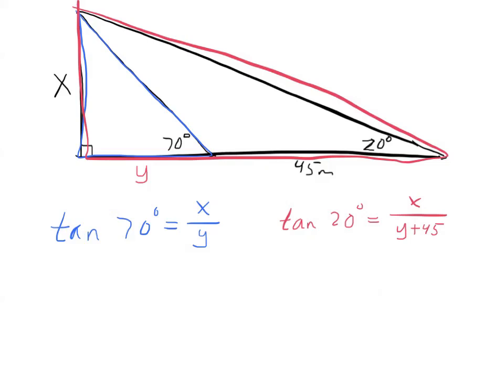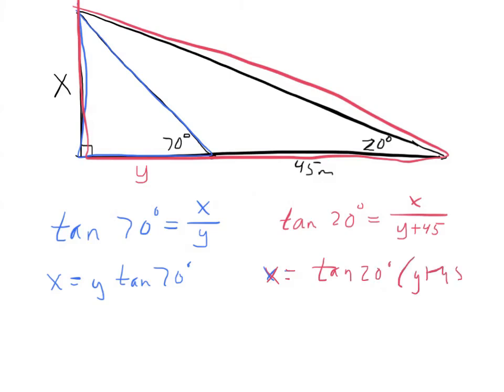Both of them have multiple variables in them, which means we're going to have to use something like substitution or elimination to solve them. If you haven't been able to do this up to this point, pause the video, see if you can figure out what to do next. From my perspective, I see this as x equals y times the tangent of 70 degrees. And on the other one, I get x equals, I should use red for this, the tangent of 20 degrees times y plus 45.